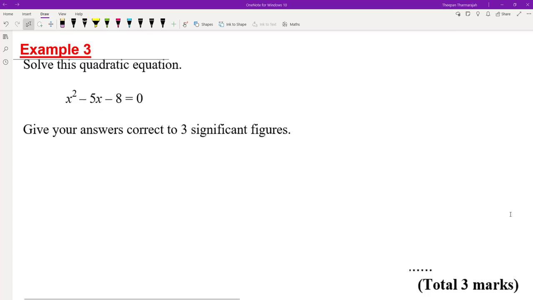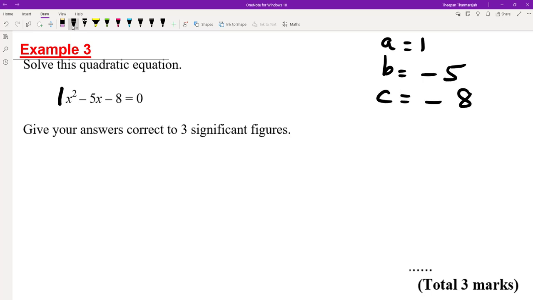Here's a question for you to try. You can pause the video, and when you're done, I will go through my worked solution. Okay, welcome back. So here we've got to be careful. The coefficient of x squared is really 1. So I'm going to write down that a is 1, b is -5, and that c is -8.